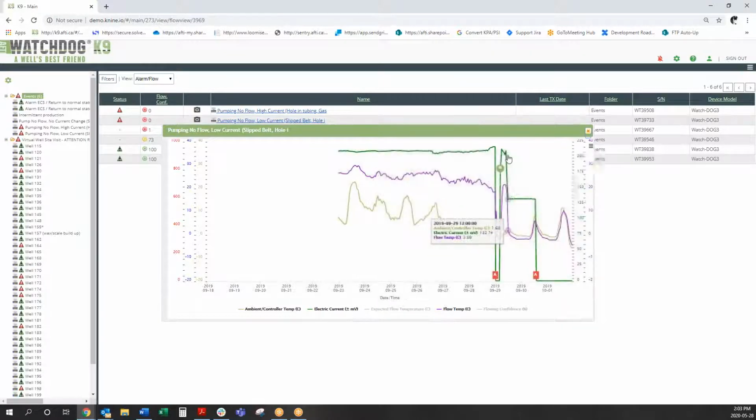let's go to electric current. When it drops, we see flow temp drop here. It's tracking with ambient. There's no fluid being produced here. This is very likely slip belts.